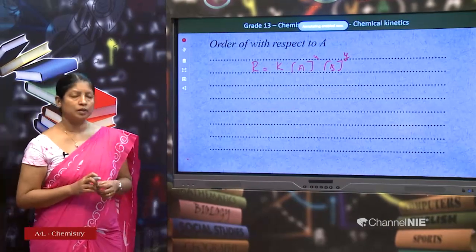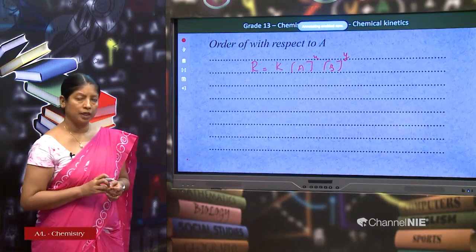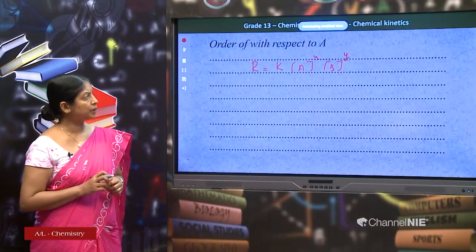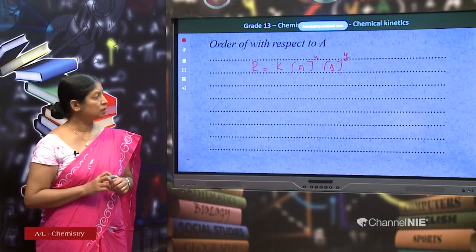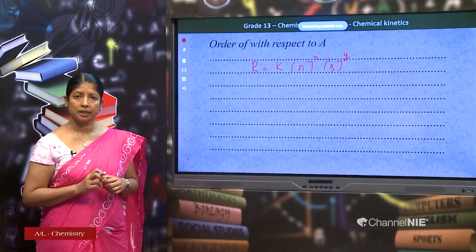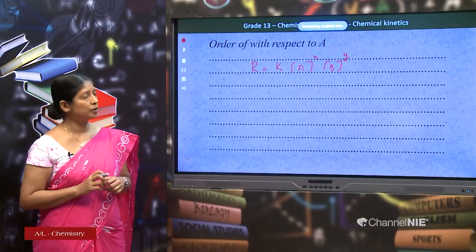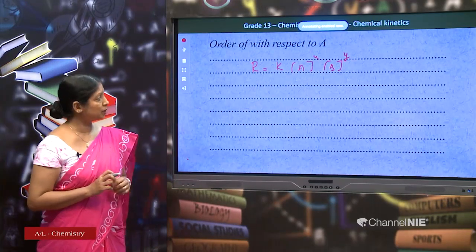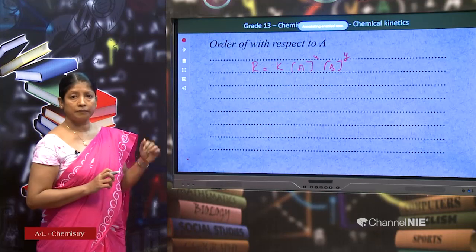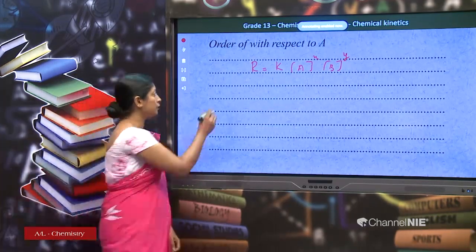To find the order with respect to A, A should be the variable and B should be constant. So, then we are going to use first and third data. To determine the order with respect to A, we are going to use first and third data. So, let us substitute the given values. In the first one, the rate is given as 3.2 into 10 to the power minus 1.